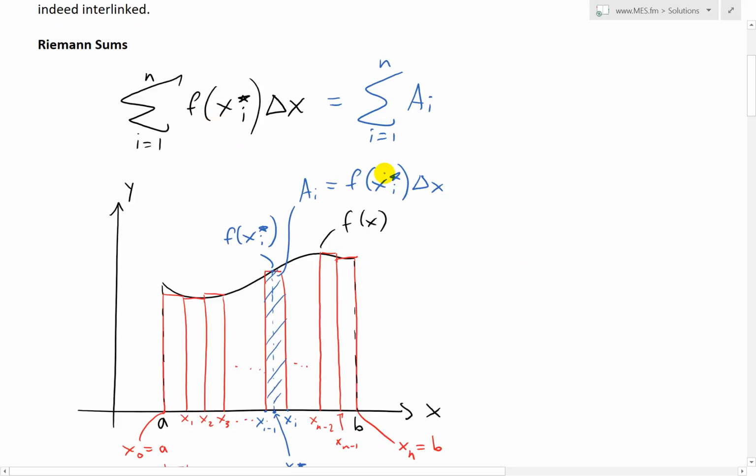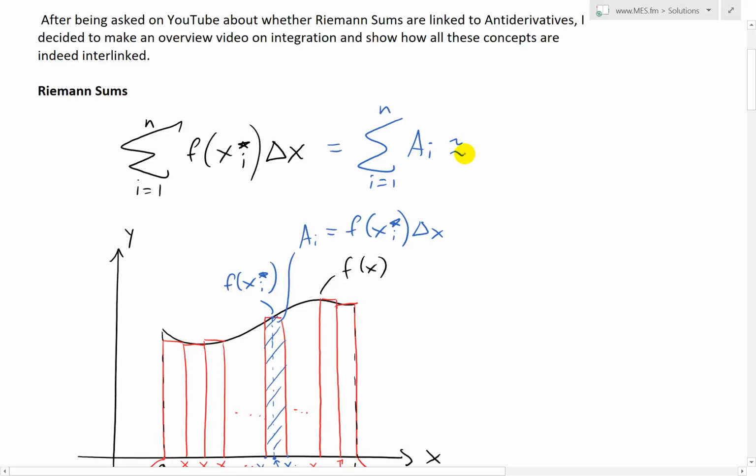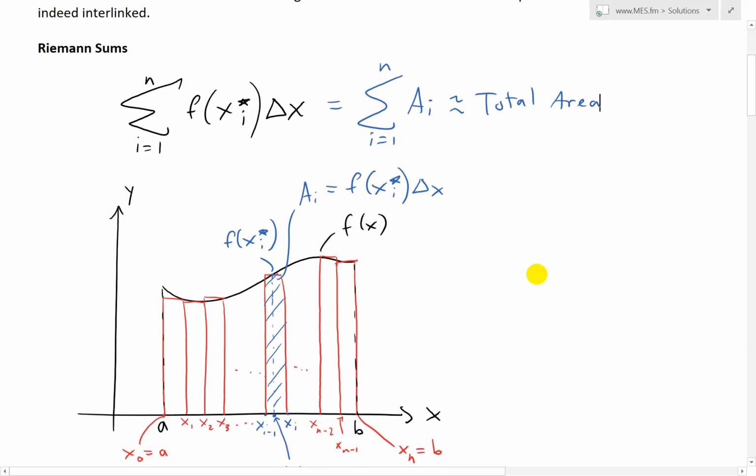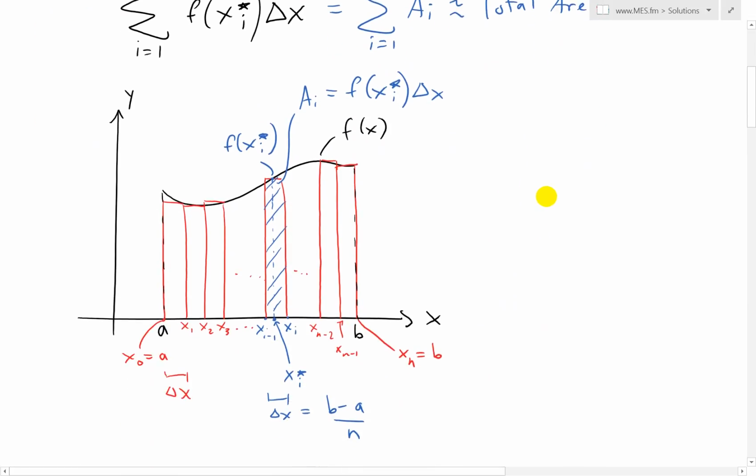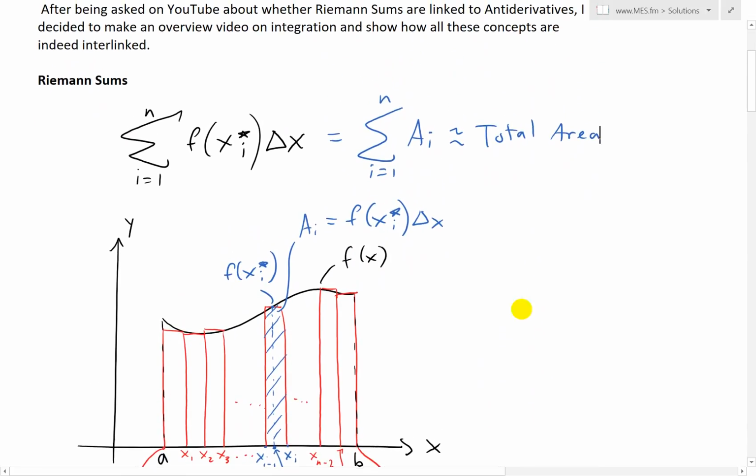Same thing over here. In other words, this whole thing is roughly equal to the total area, or net area, under the curve. So that's the idea of it. And again, make sure to watch my earlier videos on Riemann sums to get a better idea of this. So that's the Riemann sum.